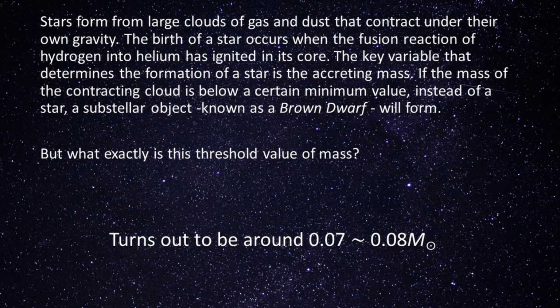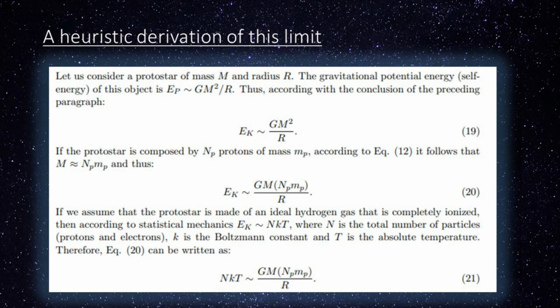But what is this minimum value of mass? It turns out to be around 0.07 to 0.08 solar mass. Let us take a look at a heuristic derivation of the minimum mass limit. Let us consider a protostar which is going to form, with mass M and radius R. The gravitational potential energy, as we know, is GM^2/R. Now, if the protostar is composed of N_p protons, each of mass m_p, it follows that M = N_p m_p, and substituting this value in our energy equation, the energy is approximately G M N_p m_p / R.